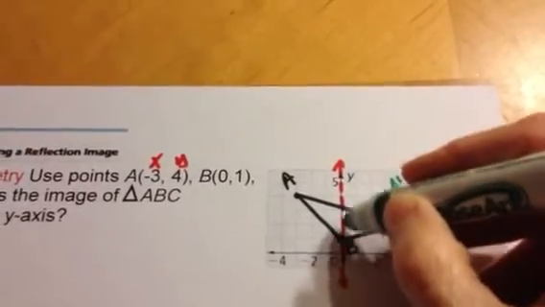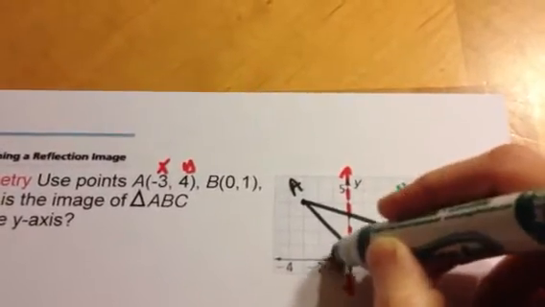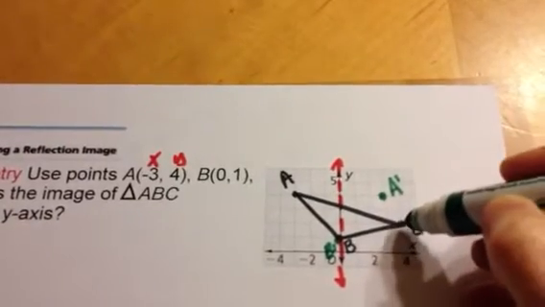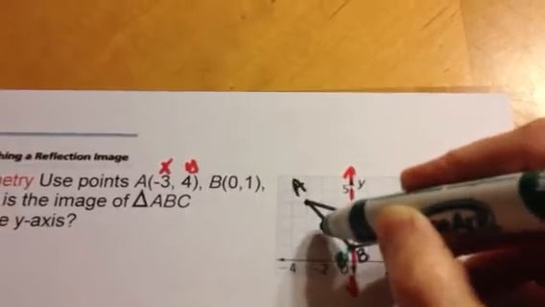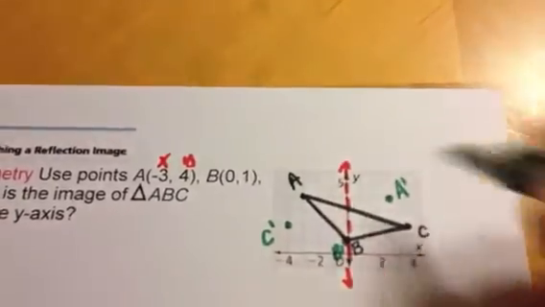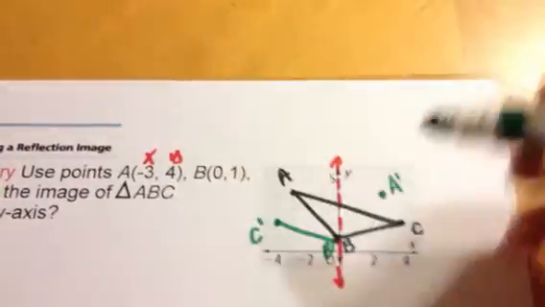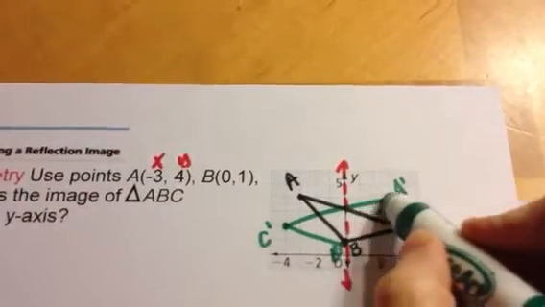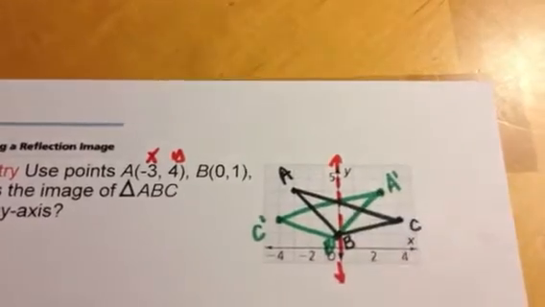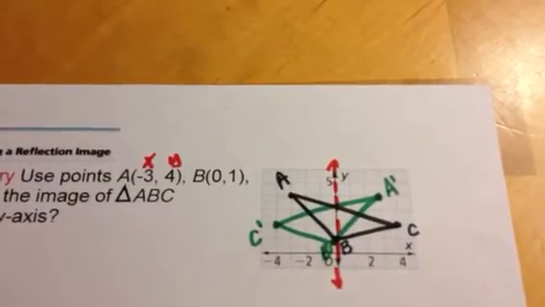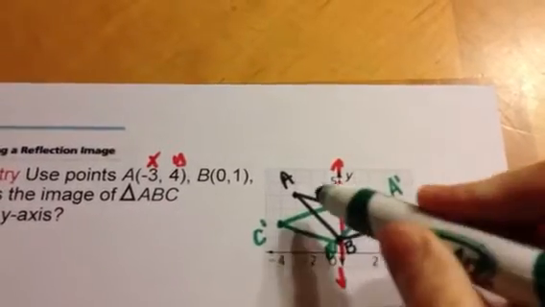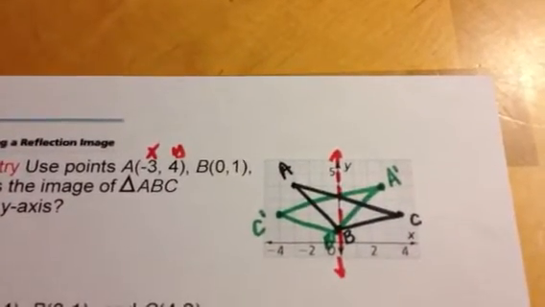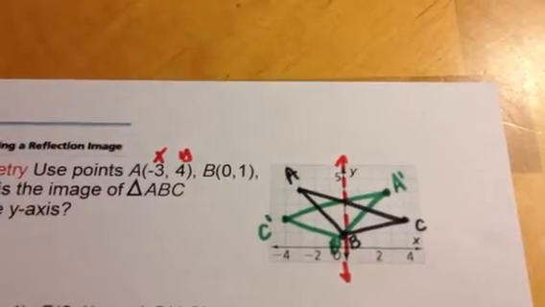B, oh, it's already on there, so B prime doesn't move at all. But C is 1, 2, 3, 4 away, so 1, 2, 3, 4. There's where my C prime goes. So now I connect my dots with my amazingly straight lines, and if I were a great line drawer, the shape should be the same. And if it's not, what do you know? Got it. Something went wrong.